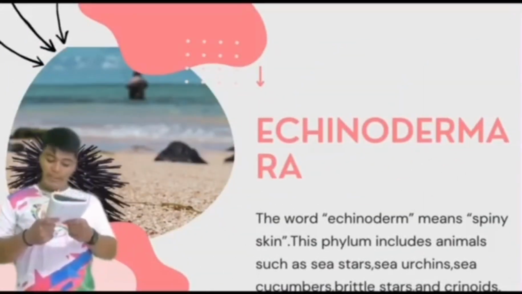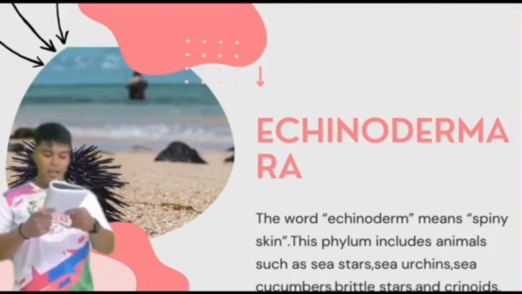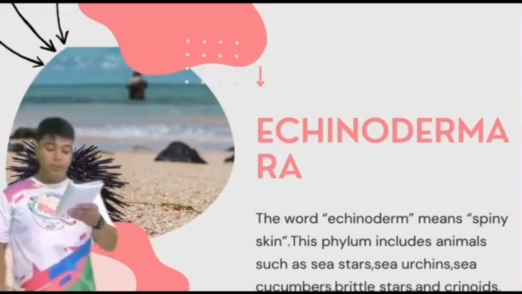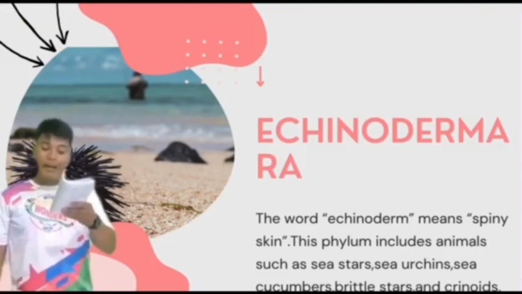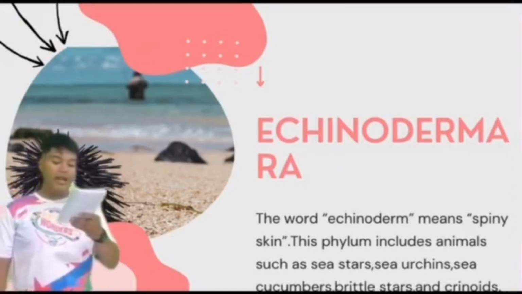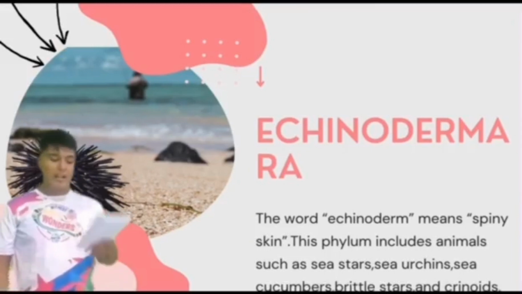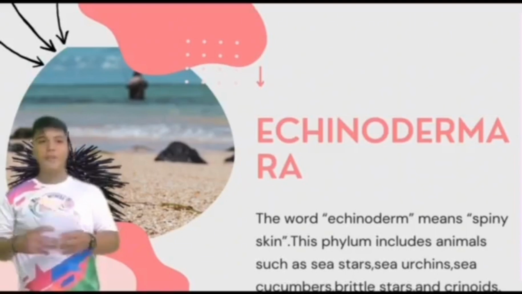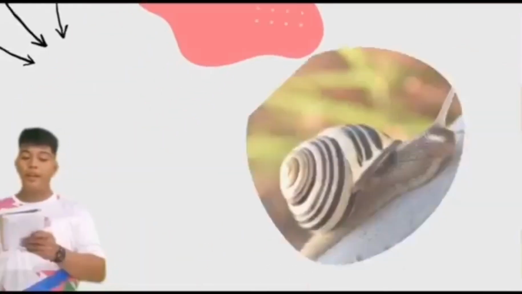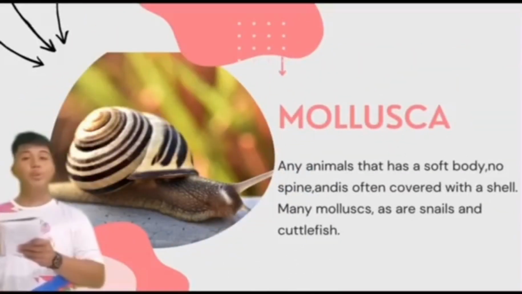Next is Echinodermata. Echinodermata, from the word echinoderm, means spiny skin. This phylum includes animals such as sea stars, sea urchins, sea cucumbers, brittle stars, and crinoids.